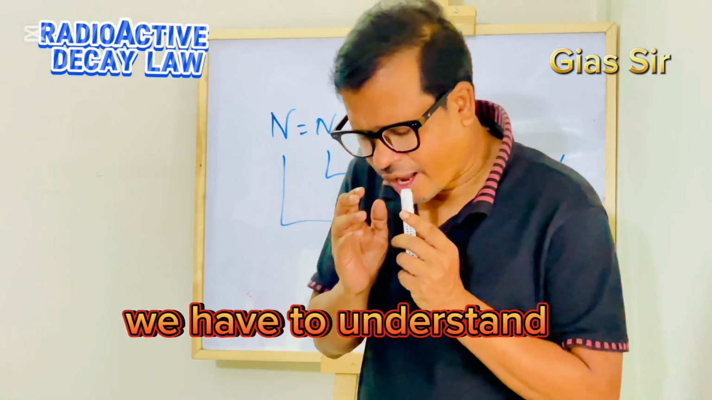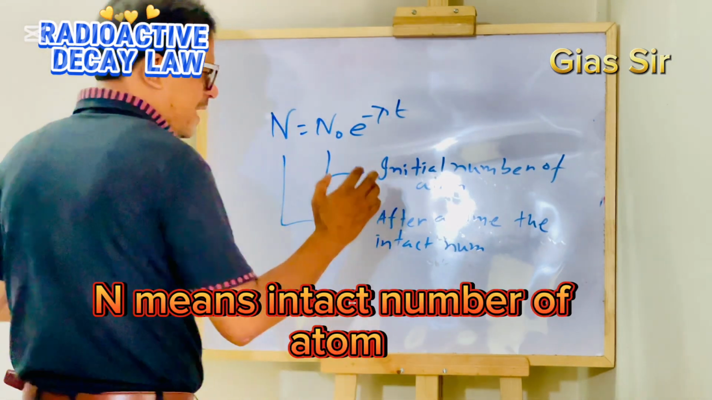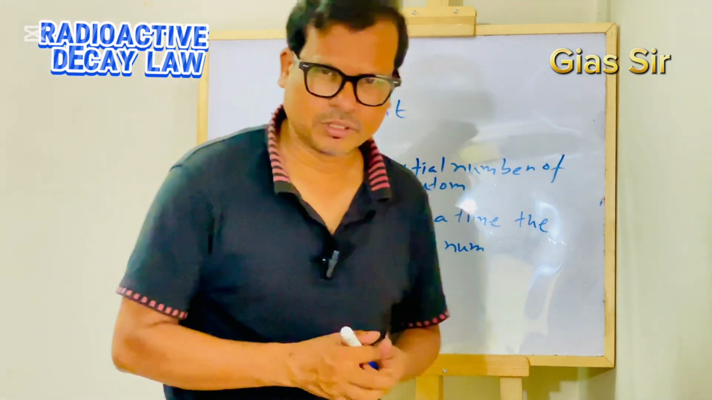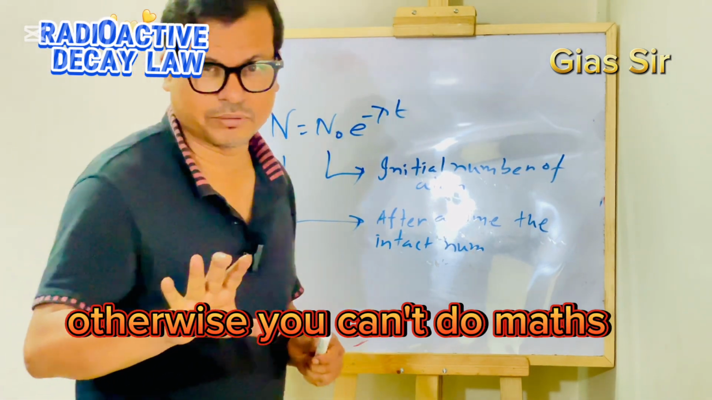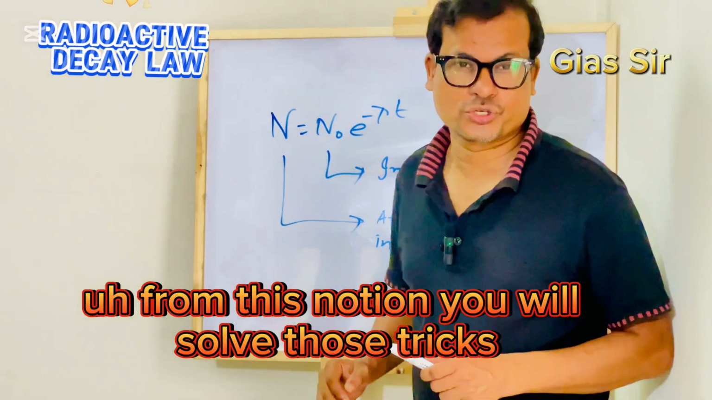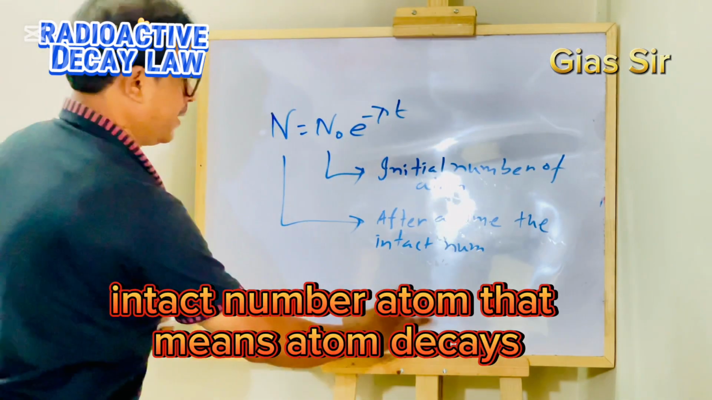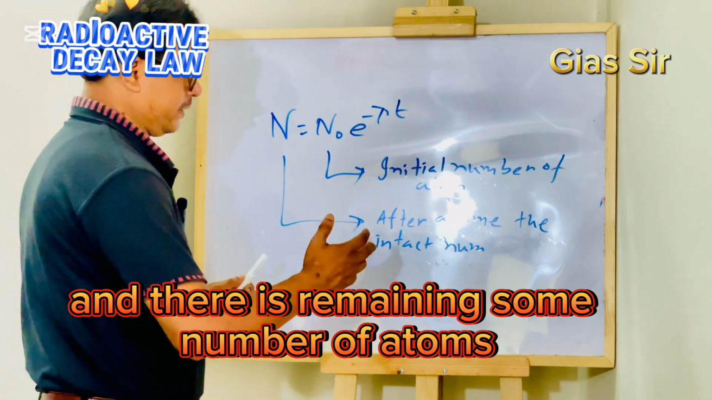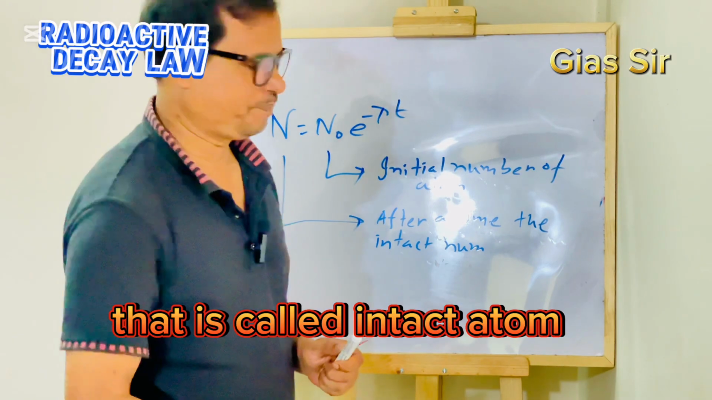Here we have to understand and remember this symbol's meaning. N means the intact number of atoms. Intact number is very important. Remembering this word is very important, otherwise you can't do the mathematics. There are some mathematical tricks, and from this notion you will solve them. Intact number means the atom decays and some amount of atoms remains. That is called the intact atoms.